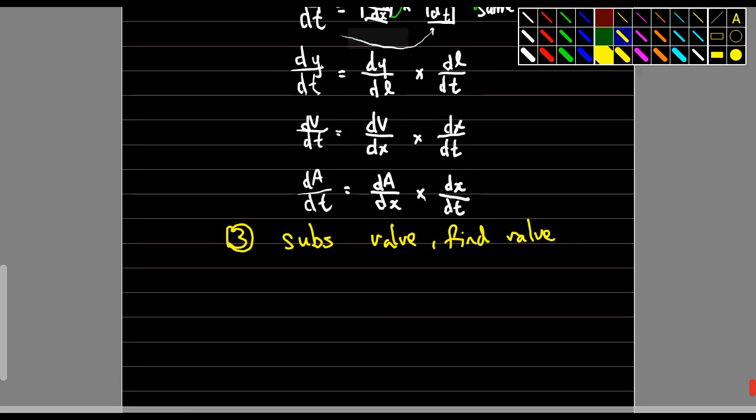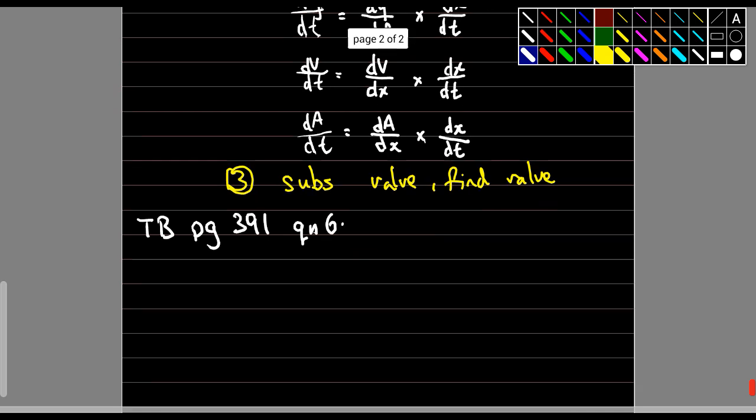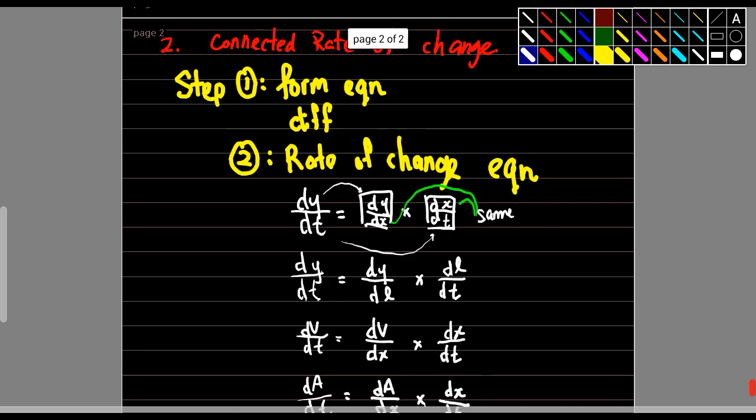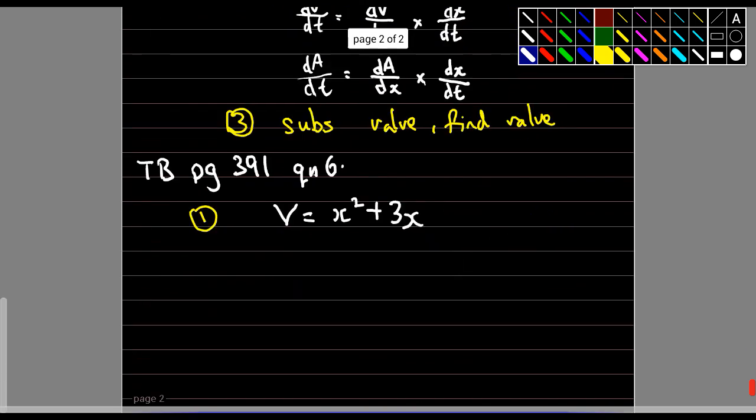Let me copy down the question. So I'm looking at textbook page 391, question 6. Okay, so what's the first step we must do? Form the equation. After that, what must we do? I must differentiate. So let us differentiate.